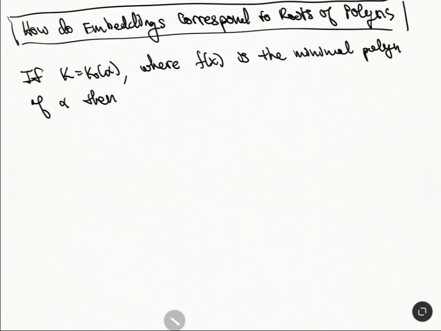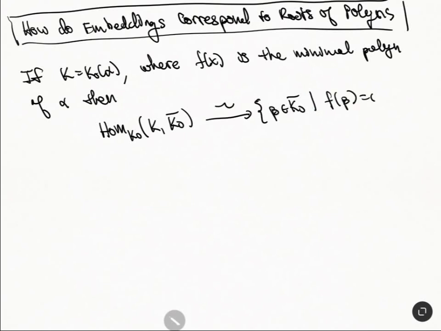We have a bijection between K0 algebra maps and the set of roots, let's say beta in K0 bar with f of beta equal to 0. Okay? And what happens is we take some psi 0, and it will map to psi 0 of alpha, like so. So this thing depends on a fixed primitive root here. Okay, so that's one way we have this.